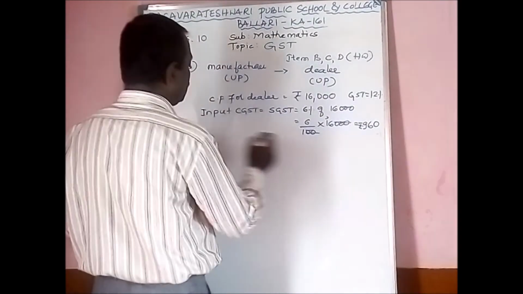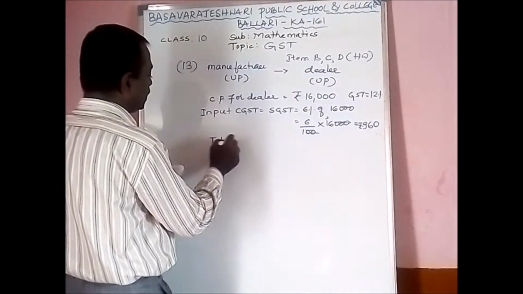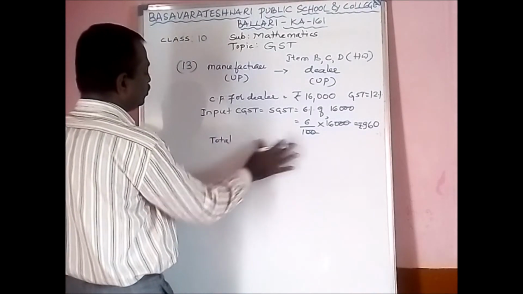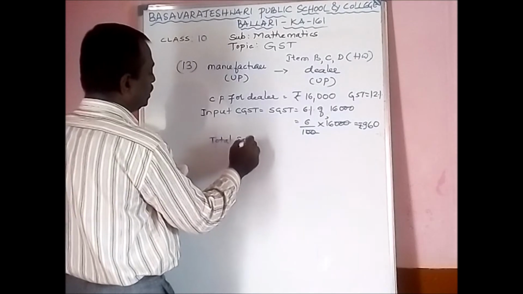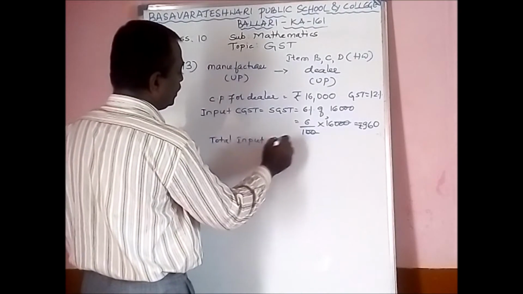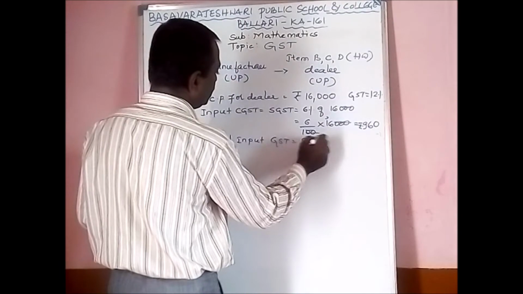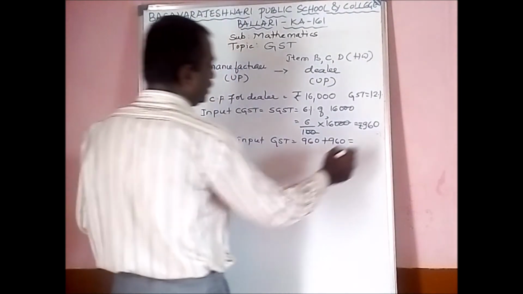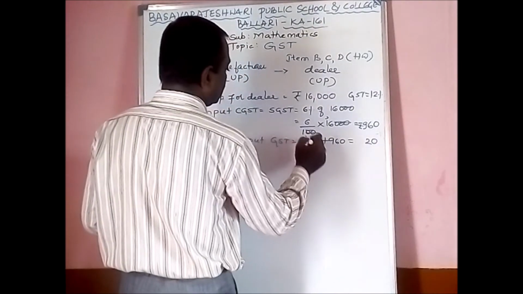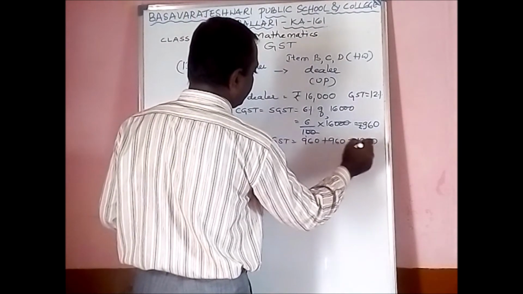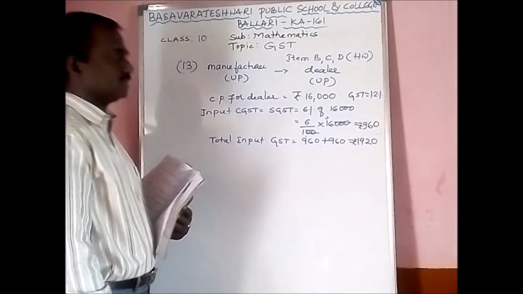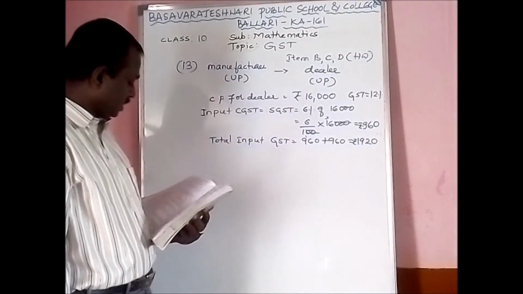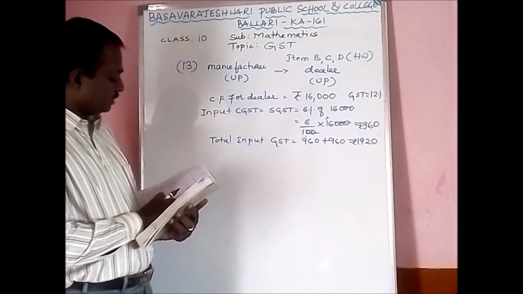So therefore, what does the total GST become? Total GST here, you can say input GST. Input GST is equal to 960 rupees plus 960 rupees, that is equal to 1,920 rupees. Okay, now for the second process, you see from the textbook.